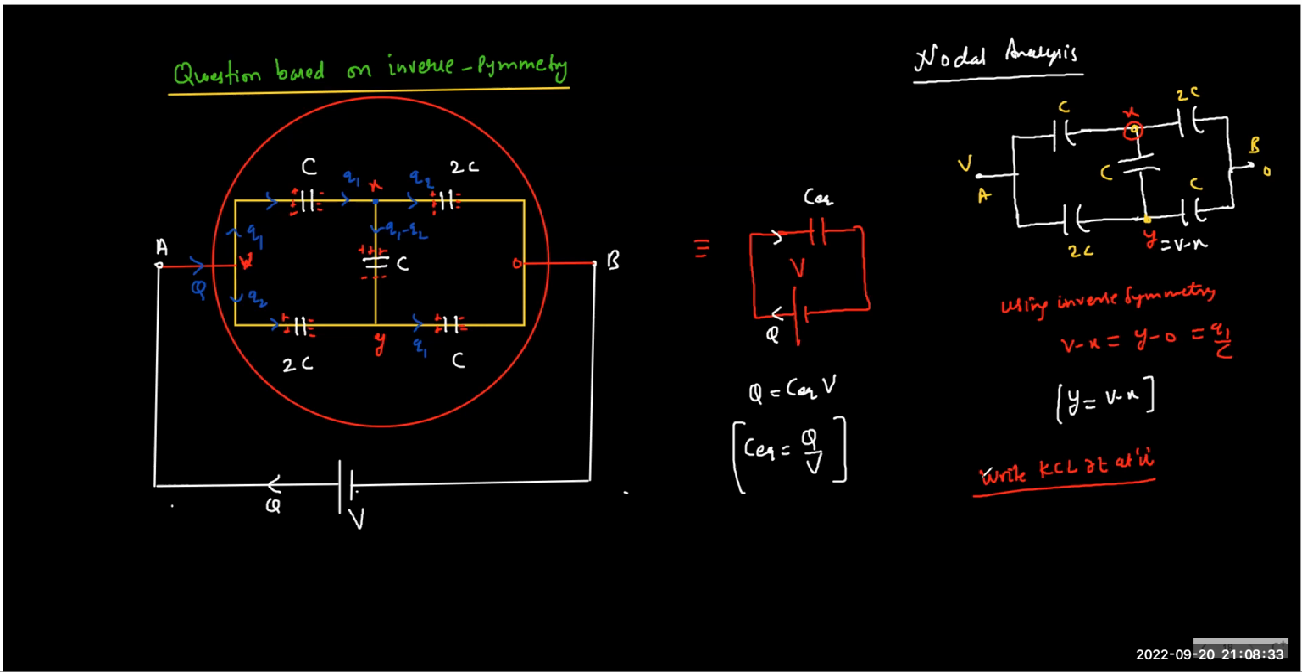So V by 2? No. Do it carefully. 6V by 11? That seems correct, I mean, something like that. Just check once again. So we can write X equals how much? CV plus C(V minus X) plus 0, upon 4C, correct?